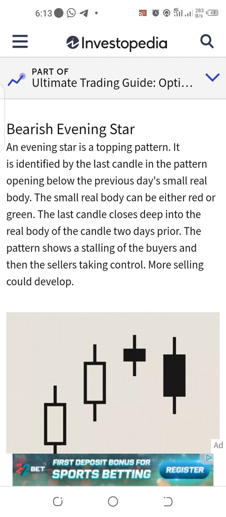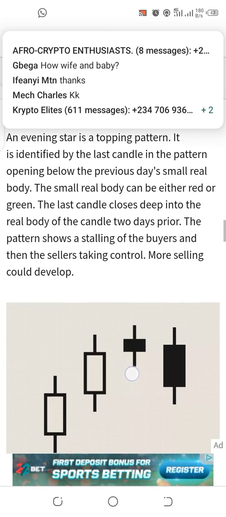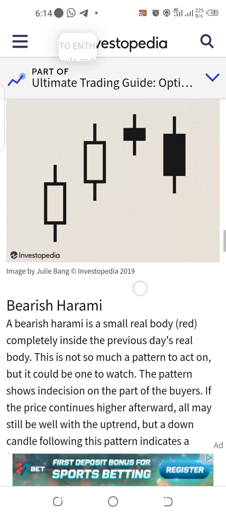The last part I will read is that the last candle closes deep into the real body of the candle two days prior. If you see the real candle here, the second candle there, the last candlestick closes very deep into the body of that candle. This pattern is called a bearish evening star, and it signifies that the coin has been going up and now wants to start coming down. That's what it means. We call it a bearish engulfing candle.